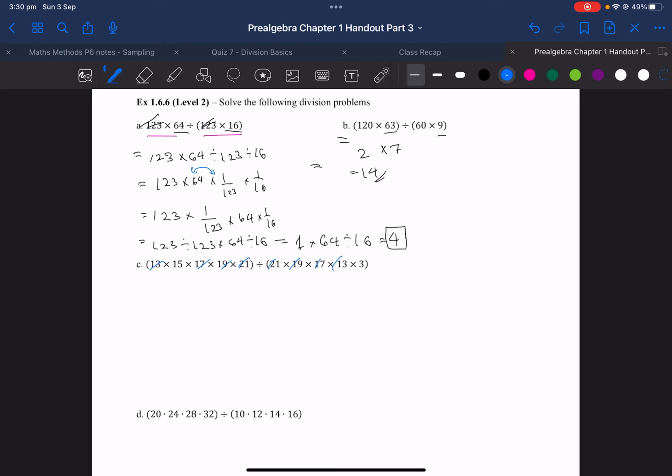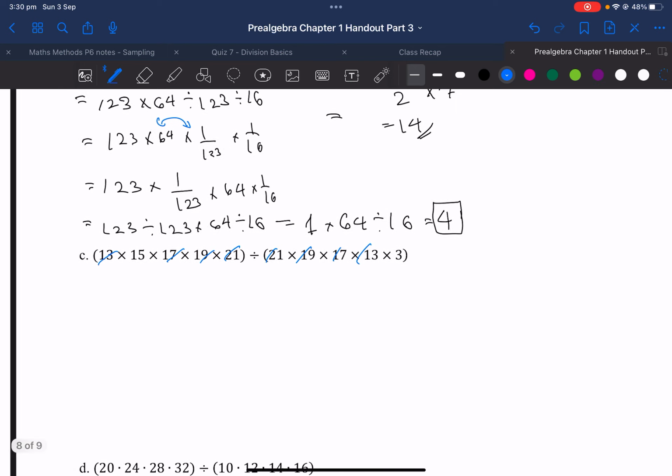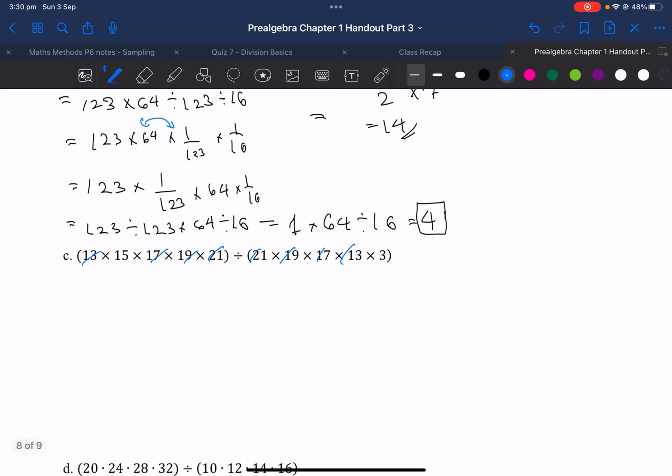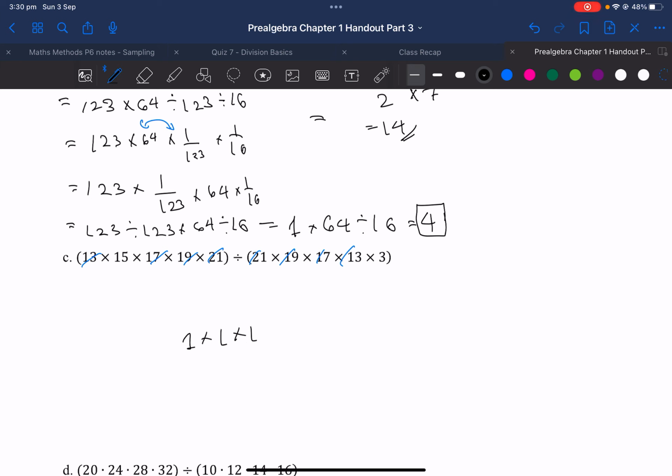Oh, I see. I think you're getting confused because there's 4 1s, but they all be multiplied together. It's like 1 times 1 times 1 times 1. They're not being added together. So if you multiply 1 by 1, what do you get? 1. So they don't change anything.